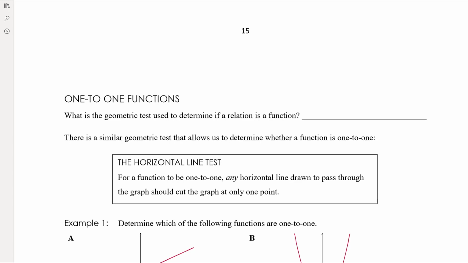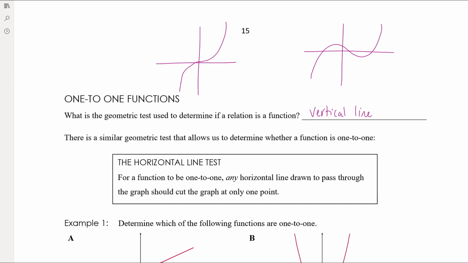So when we want to decide if a relation is a function, we use the vertical line test, because that allows us to test that if we have a function, we're only going to hit the graph once. Okay, so there'll be no 2 points with the same x coordinate. When we want to test if it's a one-to-one function, we also want to know if there are no 2 points with the same x coordinate. So the cubic, for example, we also want to know that there are no 2 points with the same x coordinate.